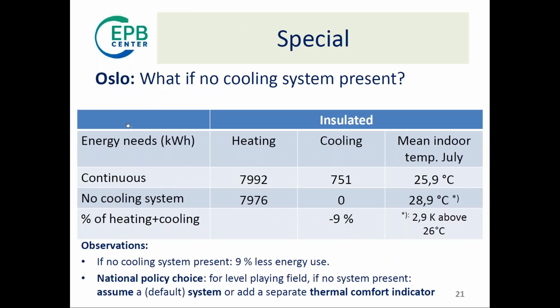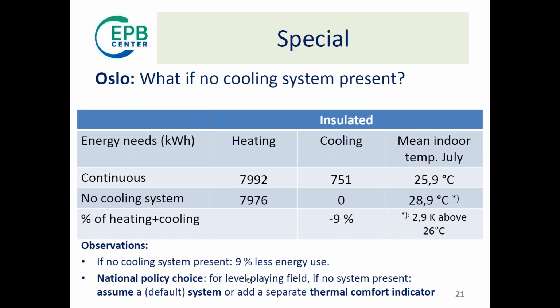The similar for Oslo: what happens if there is no cooling system present? Again, that saves you, by coincidence, 9% in energy. So wow, I have a very good building because I save 9% energy because I have no cooling system. But here you see that the mean indoor temperature in the warmest months now rose from 25.9 degrees to 28.9 degrees.